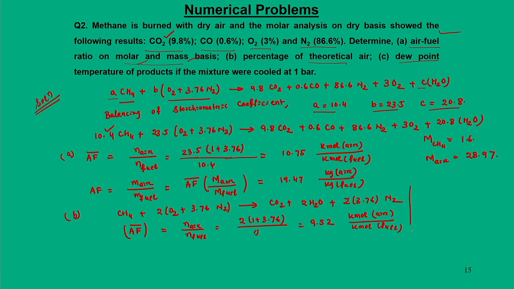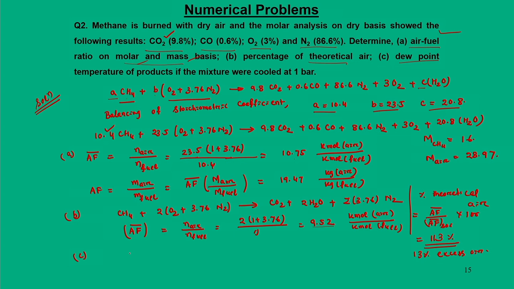So, percentage of theoretical air would be AF bar by AF bar stoichiometric into 100. So, it is 113, that is 13% excess air. By putting this number, 10.75 divided by 9.52.